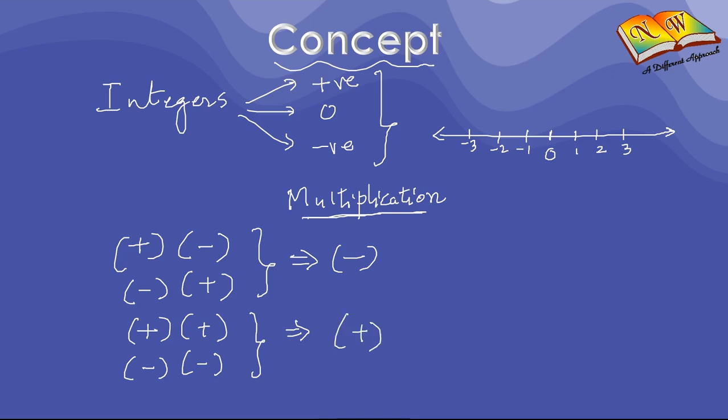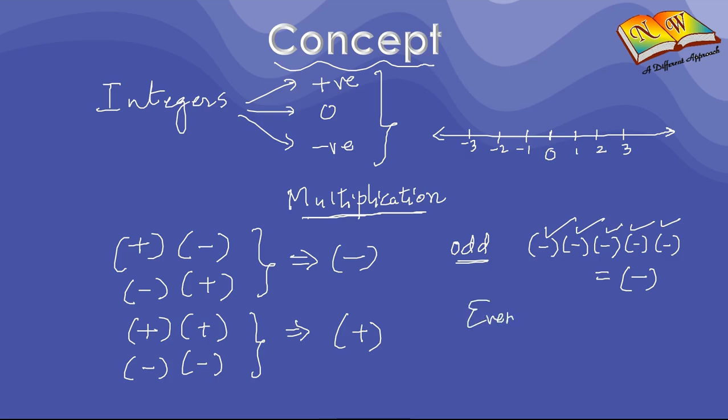Simultaneously, we should know that an odd number of negatives multiplied together, like we have 1, 2, 3, 4, 5 odd integers and they are all negative, the product will always be negative, and in case of an even number of negatives, the product will always be positive.